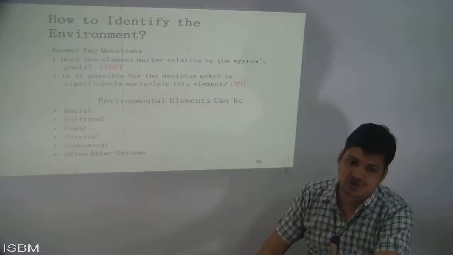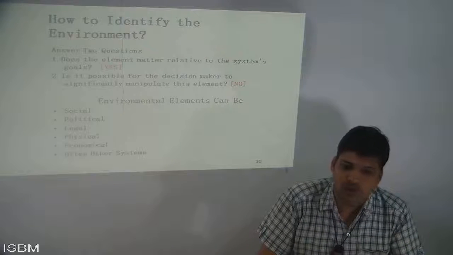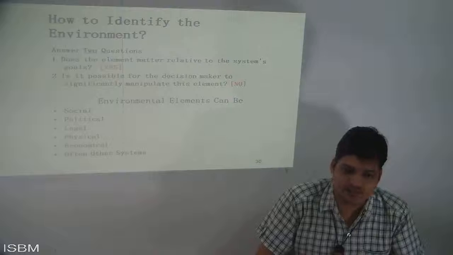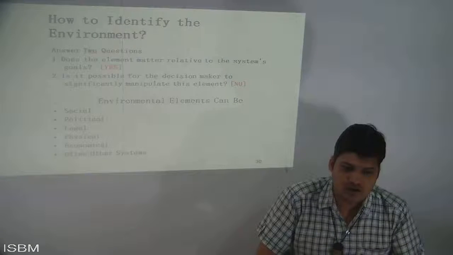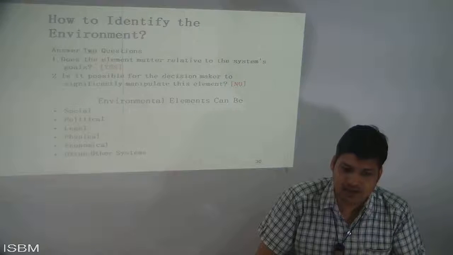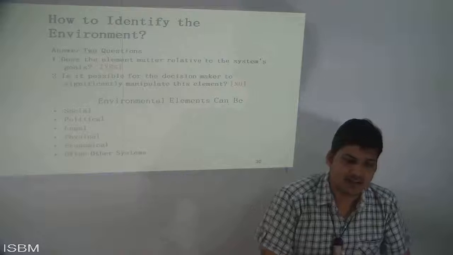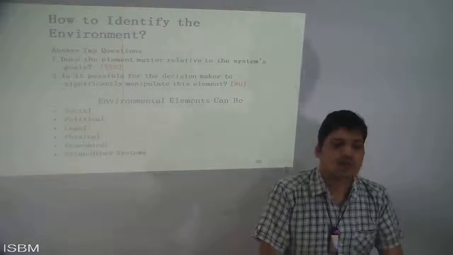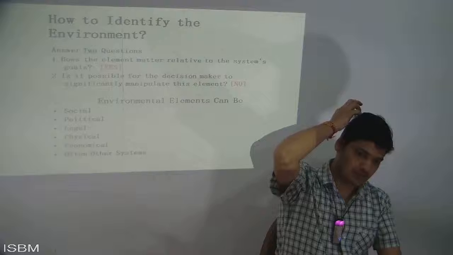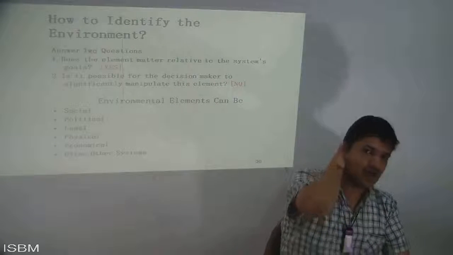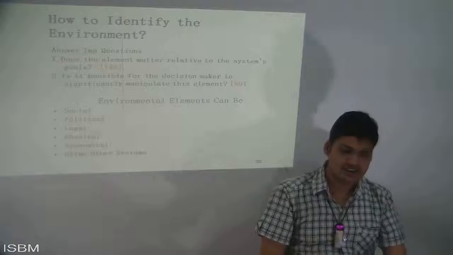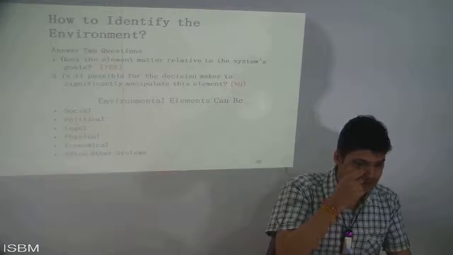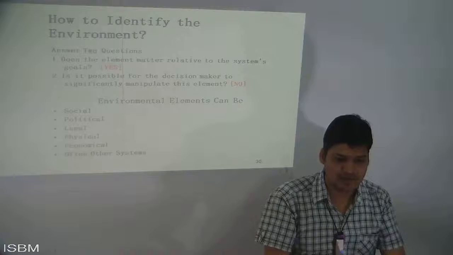How to identify the environment? Two questions. Does the element matter relative to the system's goals? Is it possible for the decision maker to significantly manipulate the element? Does the element matter related to the system goals? Yes. Each and every element matters to the system goal. What exactly is the system goal? What is the goal of the decision maker? How they work, each and everything depends on these elements. Is it possible for the decision maker to significantly manipulate these elements?